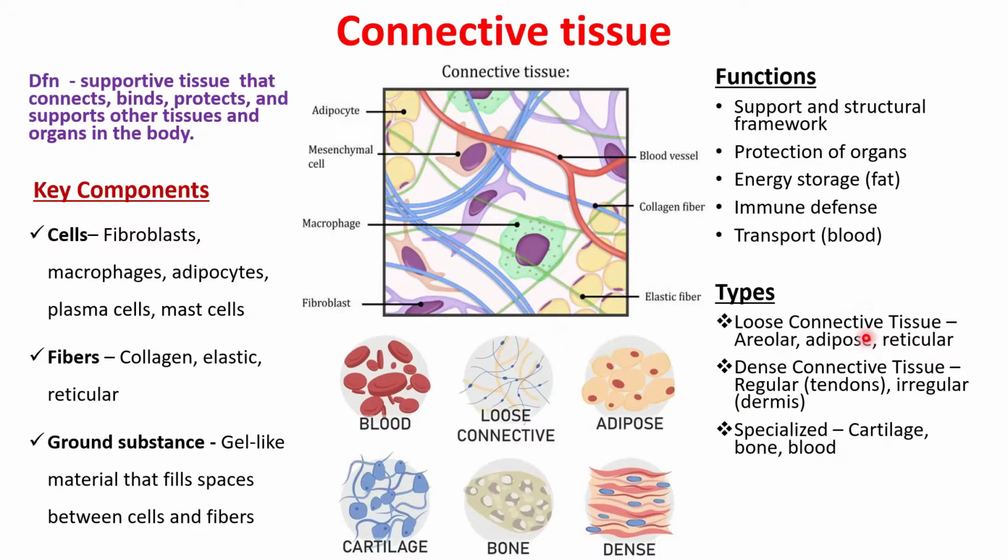Regarding loose connective tissue, we have areolar tissue, adipose tissue, and reticular tissue. We call it loose connective tissue because it has fewer fibers and more cells, while dense connective tissue contains more fibers and fewer cells. Dense regular connective tissue is found in tendons, ligaments, and aponeuroses, while dense irregular connective tissue is found in the dermis of the skin. So those are the three types of connective tissues.